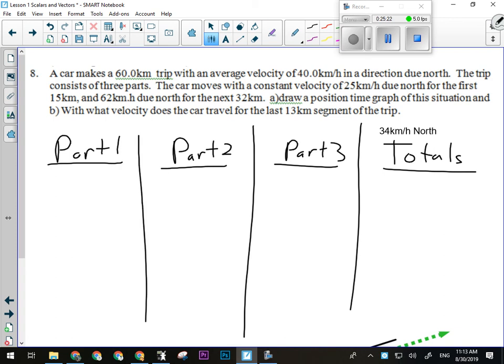So in part one, or sorry, the car makes a 60-kilometer trip. All right, that means the total distance traveled is 60 kilometers. Okay, actually 60 kilometers north, so it actually is a displacement. And they do that at an average velocity of 40 kilometers per hour north.